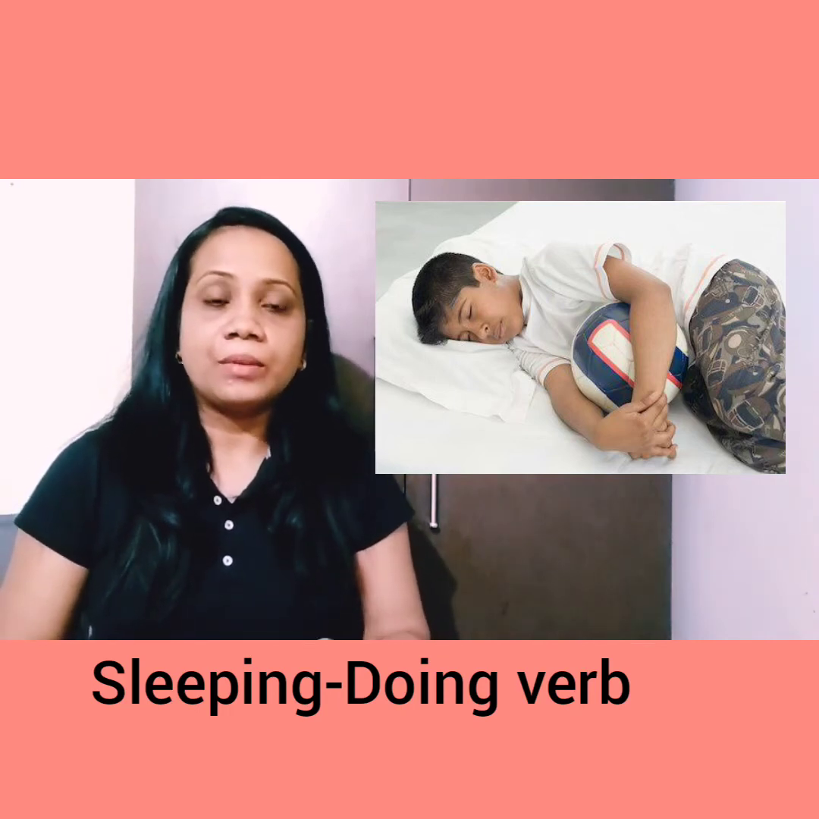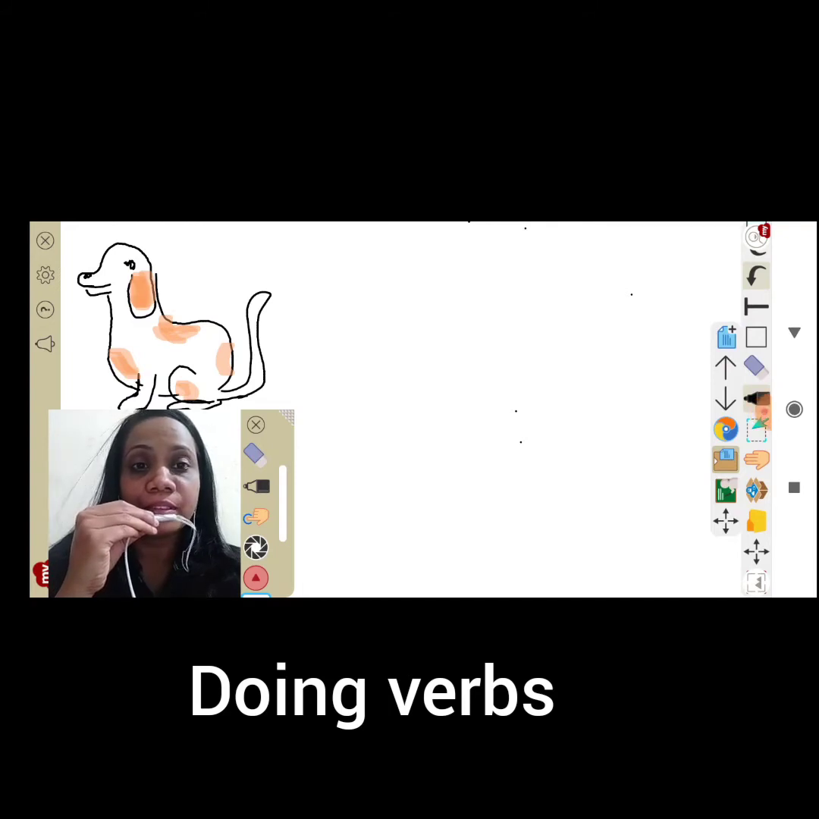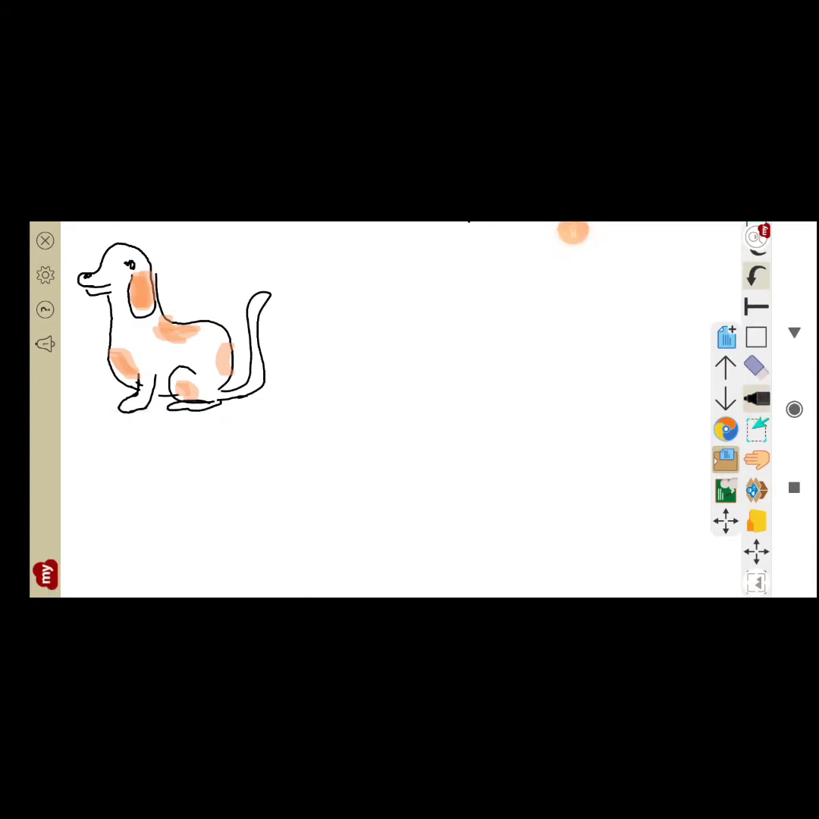So, now let's move on to, children, now let's understand doing verbs using this picture of a dog. Now I'm going to use this dog in several sentences, each of which will contain a verb, because all sentences contain verbs. So I'm going to write a couple of sentences about the dog. Here we go. So first, the dog barks.